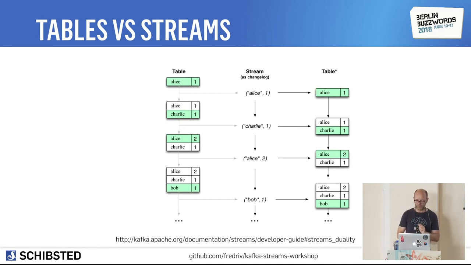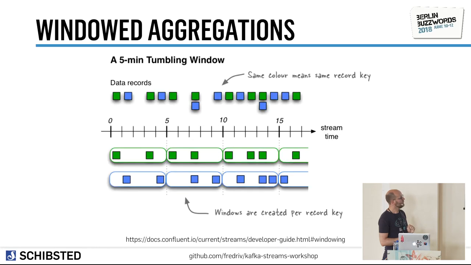I also wanted to talk a bit about windowed aggregations, because those are very powerful. You can do aggregations across all time, but typically you want to group them into some time windows. Kafka Streams lets you do that very easily. You can specify different types of time windows. You can have tumbling windows. You can have time windows that overlap, where you have, for example, a 10-minute window and you move 1 minute ahead all the time.